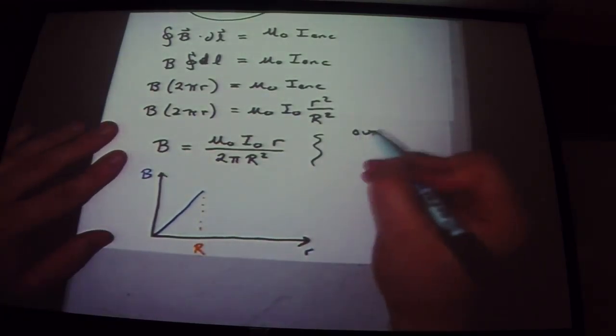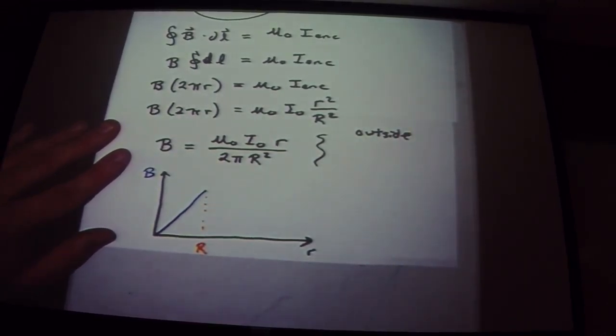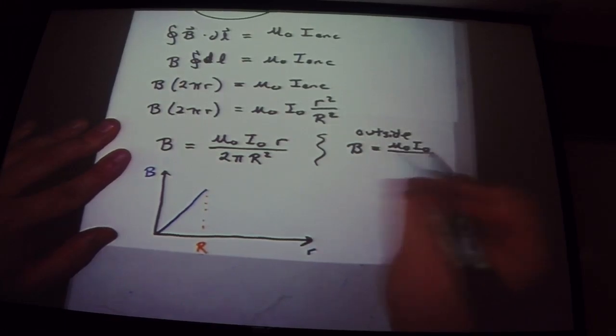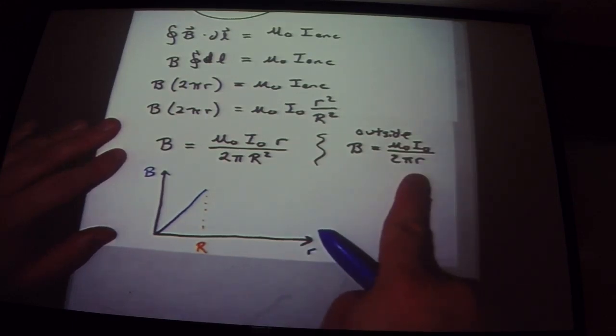Once it gets outside, it looks like this. Outside, you could also show this using Ampere's law, because you end up enclosing the whole thing. So I naught is what is enclosed. So it's mu naught I naught divided by 2 pi r. So then it goes down as a 1 over r function.